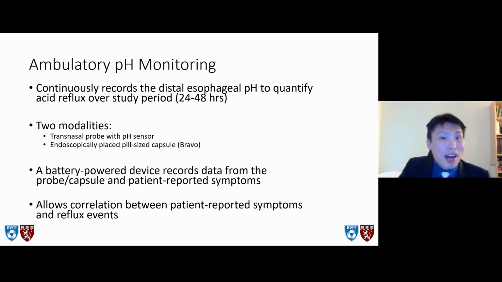An ambulatory pH monitoring involves continuously recording distal esophageal pH to quantify the amount of reflux over a study period. It can be done in two ways. One is by a transnasal probe with a pH probe. The other is by endoscopically placing a pH capsule, clipping it onto the esophagus. The patient will also carry a device that records data from the capsule or the probe, and the patient can also press a button to report their symptoms to allow us to correlate between patient-reported symptoms and any reflux events.